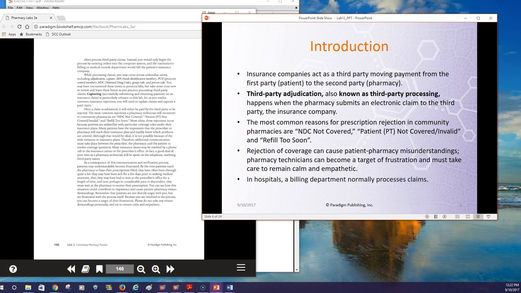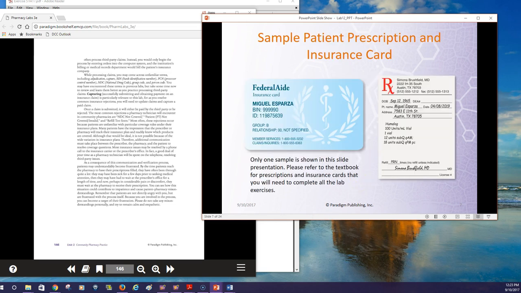The most common reasons for prescription rejections in community pharmacies are that the NDC is not covered, the patient is not covered, or it's an invalid code, or the refill is too soon. Now, that does not mean that those are the only reasons for prescription rejections. Rejection of coverage can cause patient-pharmacy misunderstanding. Pharmacy technicians can become the target of the frustration of the patient, and it's important that we remain calm and empathetic and do our best to try to help the patient. In hospitals, a billing department would normally process the claims.